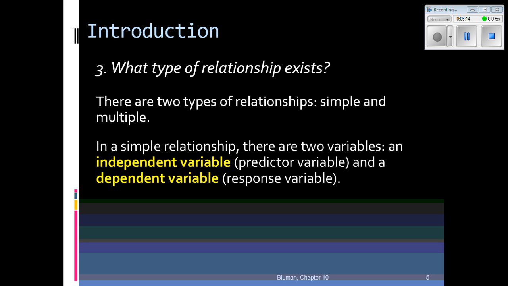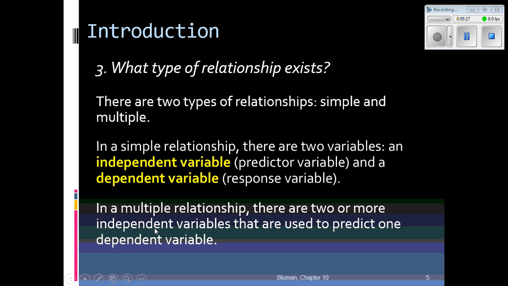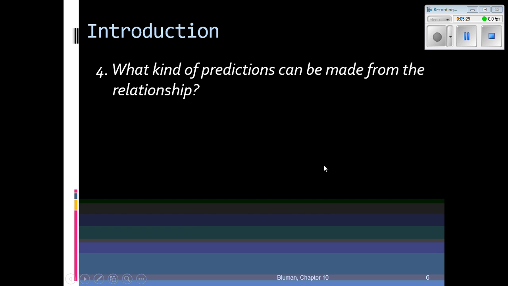But you always have an independent variable and a dependent variable. The independent is usually the one that affects the other one. The dependent is the one that is affected. Okay, and that's why they call it the response variable. Again, don't worry about multiple relationships.